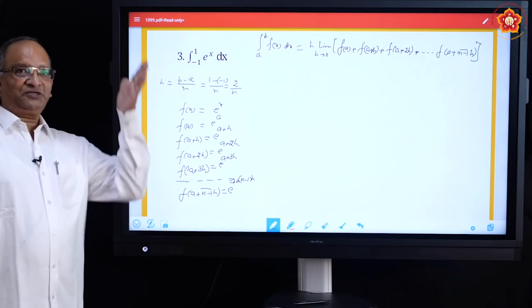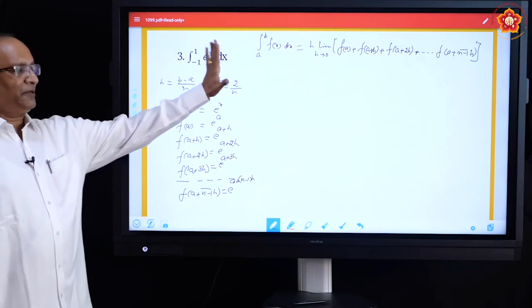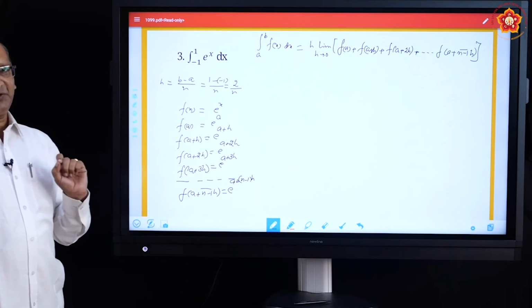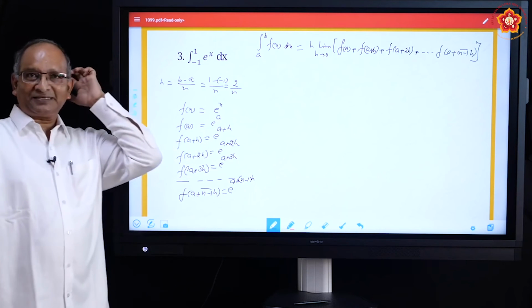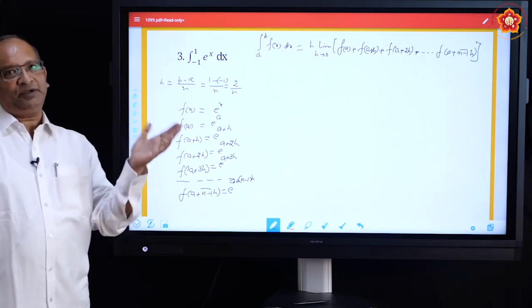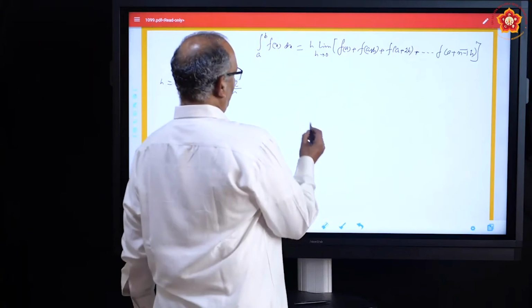In earlier problems, we used to add them column wise. There is only one column here, so just copy down these values. One small thing you can do to avoid one step: what is e to the power a plus h? It can be written as e to the power h into e to the power a. So do that. So what do you get now?